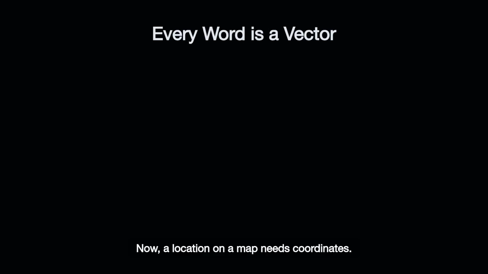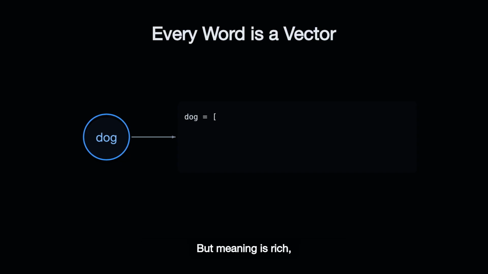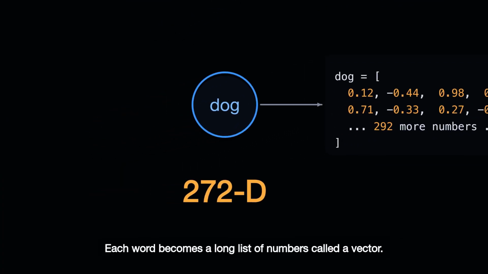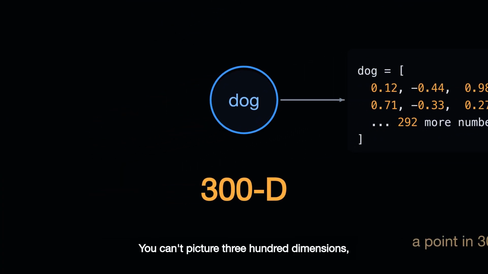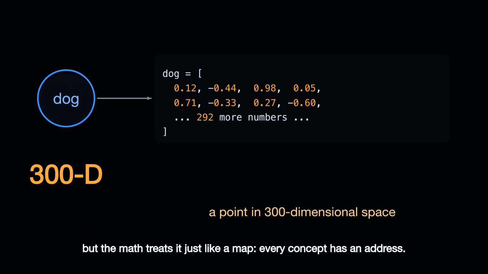Now, a location on a map needs coordinates. Two numbers give you a point on paper. But meaning is rich, so embeddings use hundreds of coordinates at once. Each word becomes a long list of numbers called a vector. You can't picture 300 dimensions, but the math treats it just like a map. Every concept has an address.